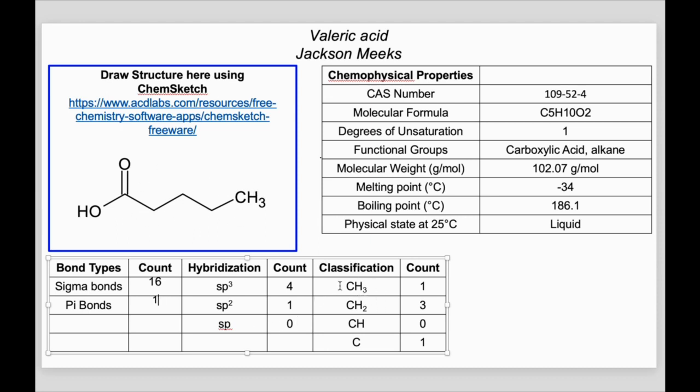In regards to carbon classification, for CH3 we have 1 CH3 at the end of this alkane. And CH2s, 1, 2, 3 carbons bonded to 2 hydrogen substituents. And we do not find any CHs, but we do find 1 carbon that is not bonded to any hydrogen substituents in this carboxylic acid functional group.